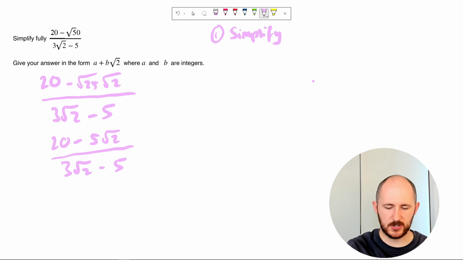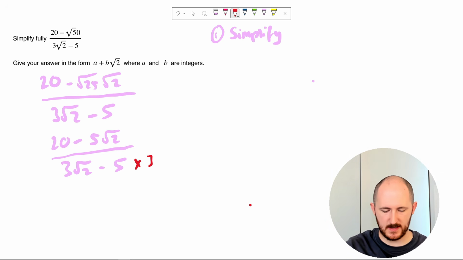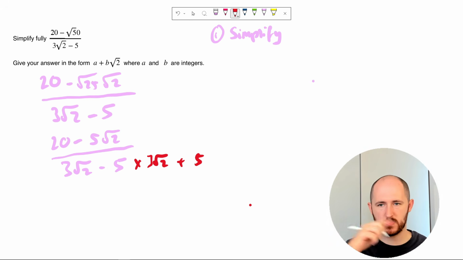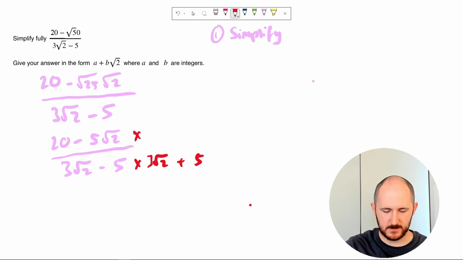Now, how do you actually rationalize? Well, rationalizing means you want to get rid of the surd, so the square root in the denominator. And the best way to do that, if there's two terms in the denominator, is to times by the exact same thing. However, you change the sign, so from a minus to a plus or a plus to a minus. Now when I say change the sign, I do mean the sign in the middle. It's not changing the sign of 3 root 2, so it wouldn't be minus 3 root 2 minus 5. It's just the sign in the middle, and you times the top and the bottom by that.